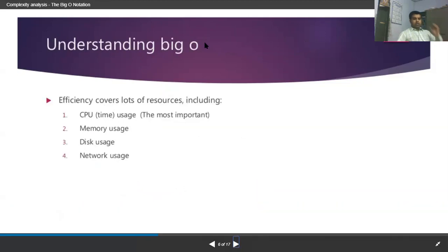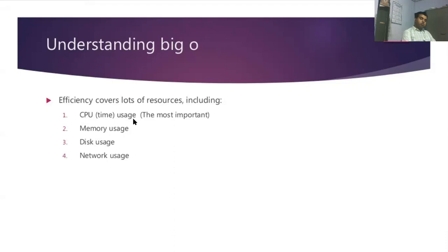Understanding big O notation, what are the factors to keep in mind? Efficiency covers a lot of resources. First of all, the first factor is CPU time usage. If your CPU is using a lot of time to process one particular work, that algorithm cannot be effective. So we have to see that the CPU uses less time so that your algorithm works faster, because CPU is the ultimate product which keeps track of time for a particular algorithm.